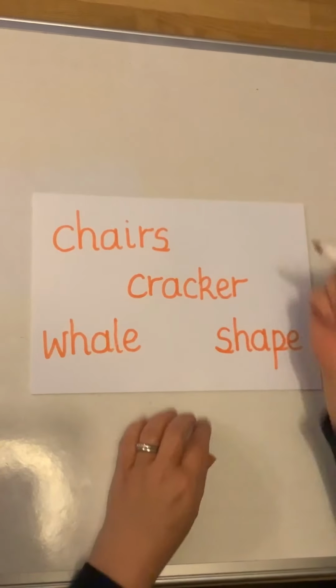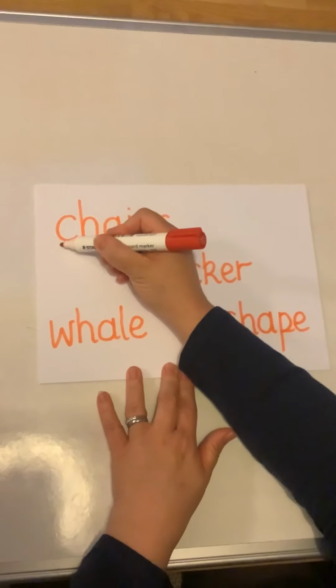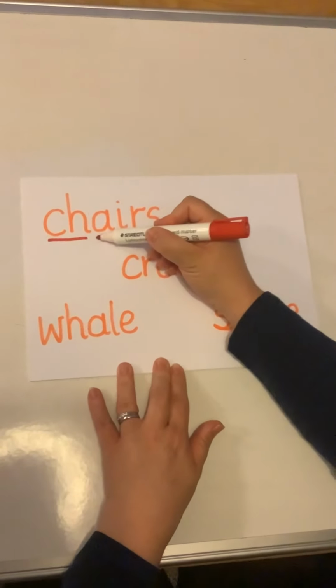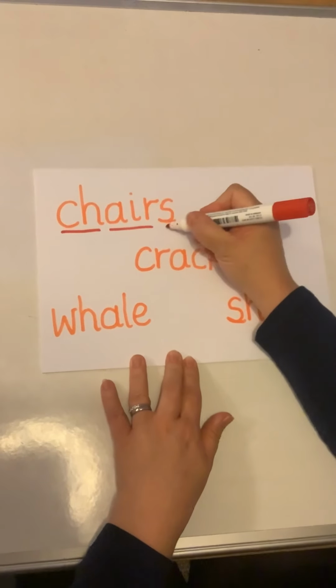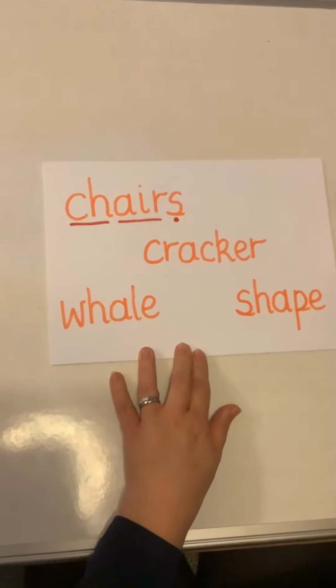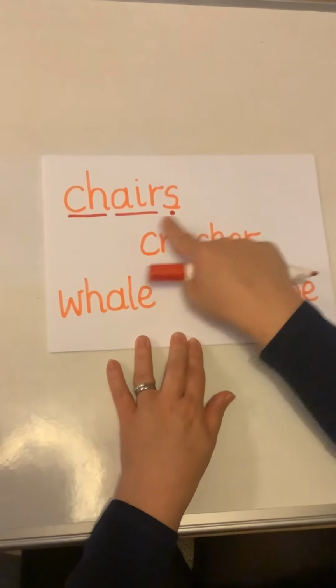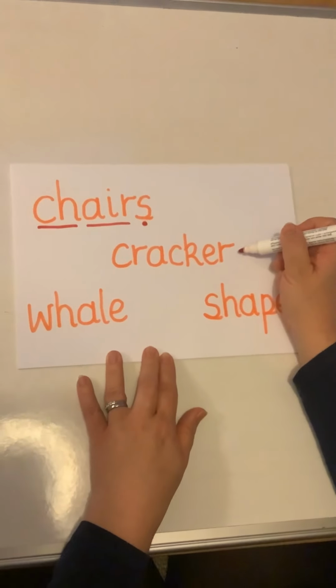For example, let's have a look at this word. I can see the digraph ch at the beginning and the trigraph air, and at the end we've got a single letter sound, so I pop on my bean. So we read that word ch, air, s, chairs.